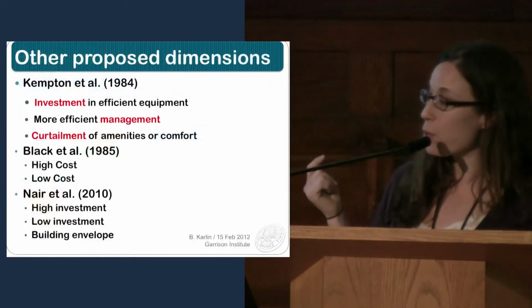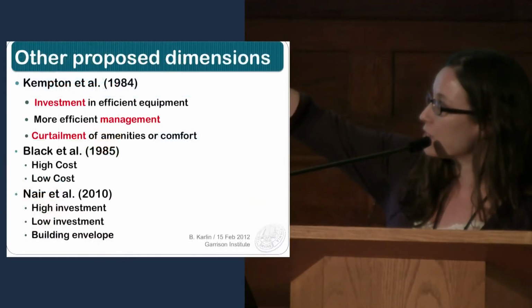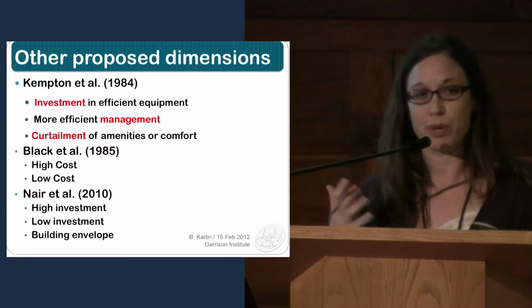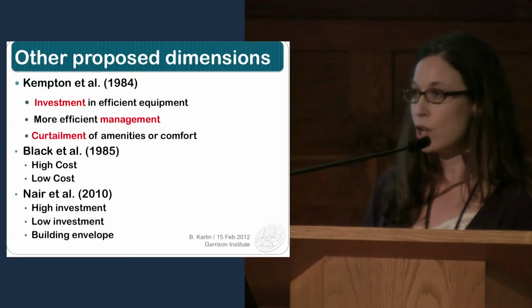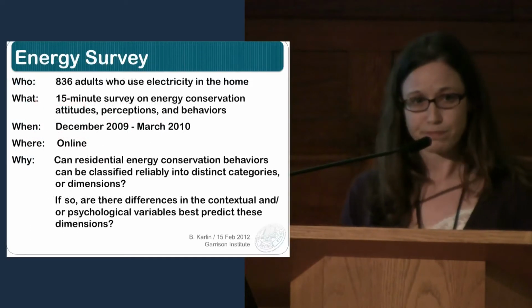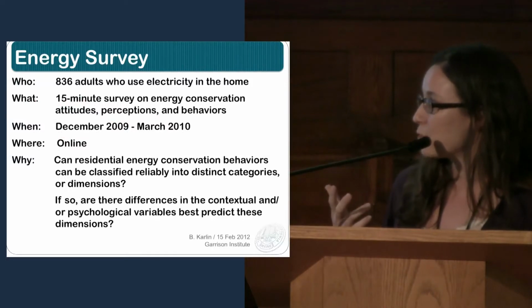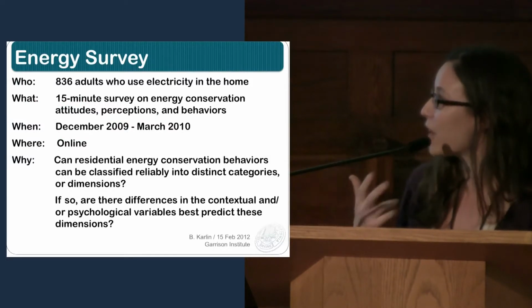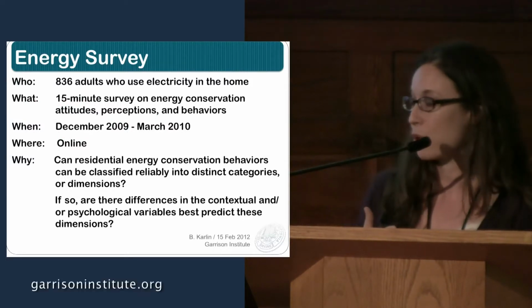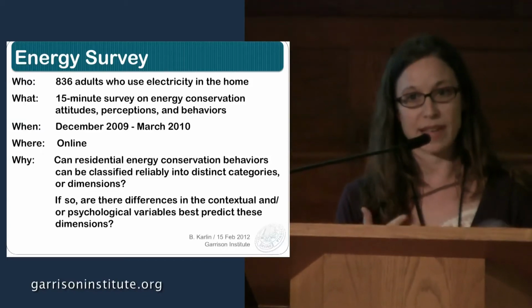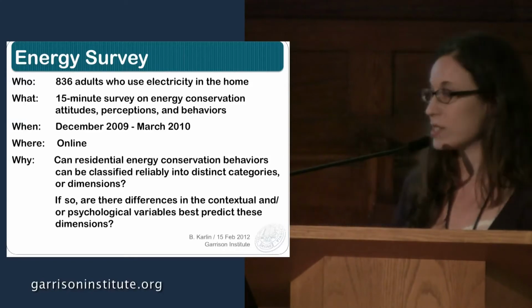So, and there are some other proposed dimensions as well. Some people have talked about subdimensions of maybe management versus investment, high and low cost, and building envelope versus appliance behaviors. So we wanted to look at the data and see what's really going on. Can residential energy conservation behaviors be classified reliably into distinct categories? And we did that two ways.